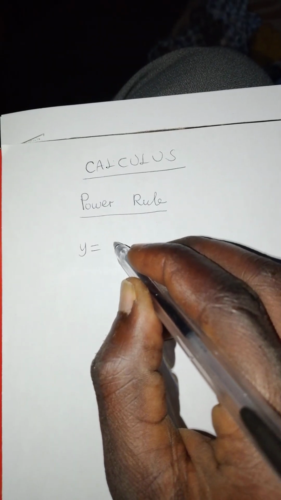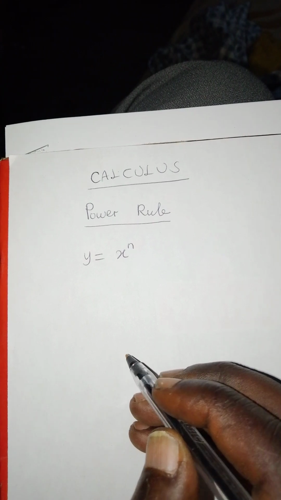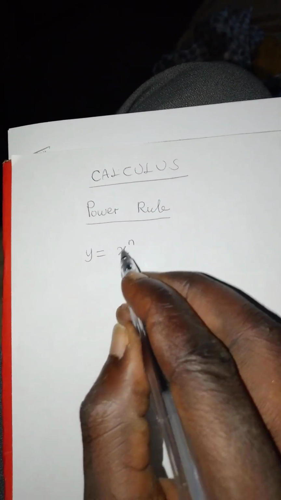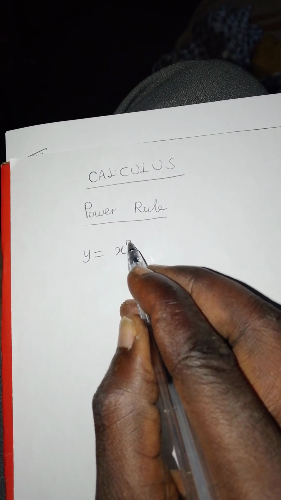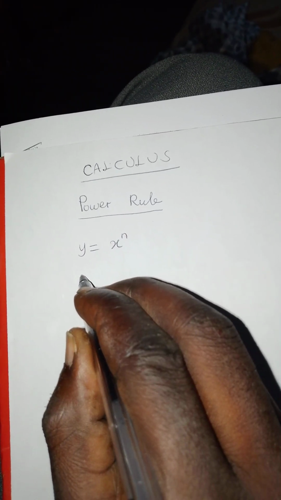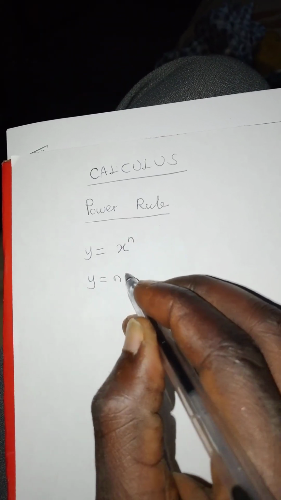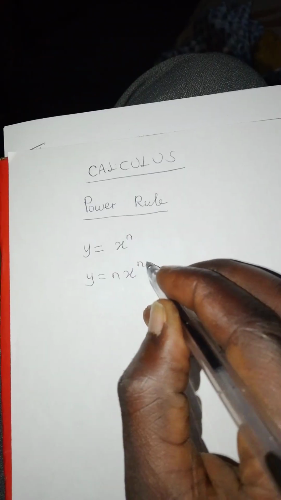Consider an equation y is equal to x^n. According to the power law, what we do is drop the power here, then we subtract the power by 1. What I mean is this: this power is dropped, then we have x^(n-1).